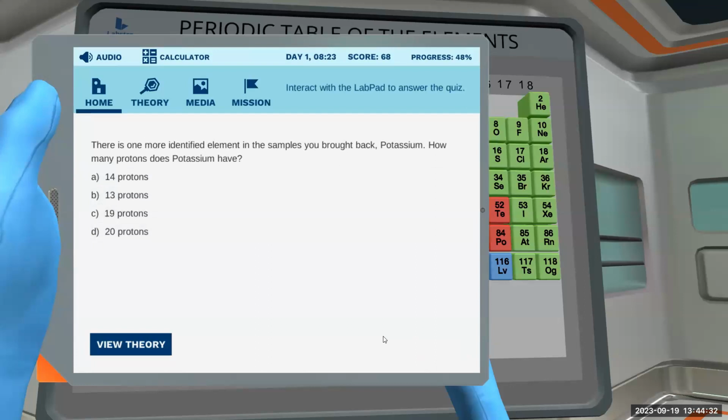There is one more identified element in the samples you brought back, potassium. How many protons does potassium have? Option A, 14 protons. Option B, 13 protons. Option C, 19 protons. Option D, 20 protons.